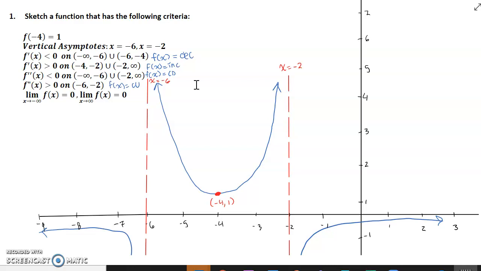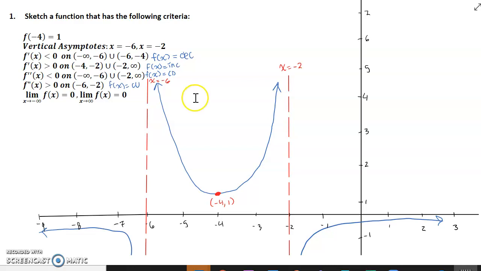F prime of x is smaller than 0 from negative infinity to negative 6 and from negative 6 to negative 4. F prime of x is bigger than 0 on negative 4 to negative 2 and negative 2 to infinity. The second derivative of f of x is smaller than 0 on negative infinity to negative 6 and negative 2 to infinity, and the second derivative is larger than 0 on negative 6 to negative 2. And lastly, the limits of f of x as x approaches negative infinity and as x approaches infinity are both 0.